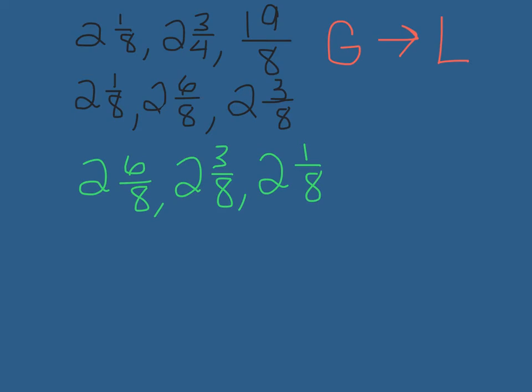Now, I'm going to need to change these fractions back to their original fractions. So my 2 and 6/8 right here was actually 2 and 3/4. So that's the one that I need to write down here as I compare them. 2 and 3/4 is my greatest fraction. The next one was 2 and 3/8, which is actually the 19/8. So I write 19/8 comes next. And my last one would be 2 and 1/8.